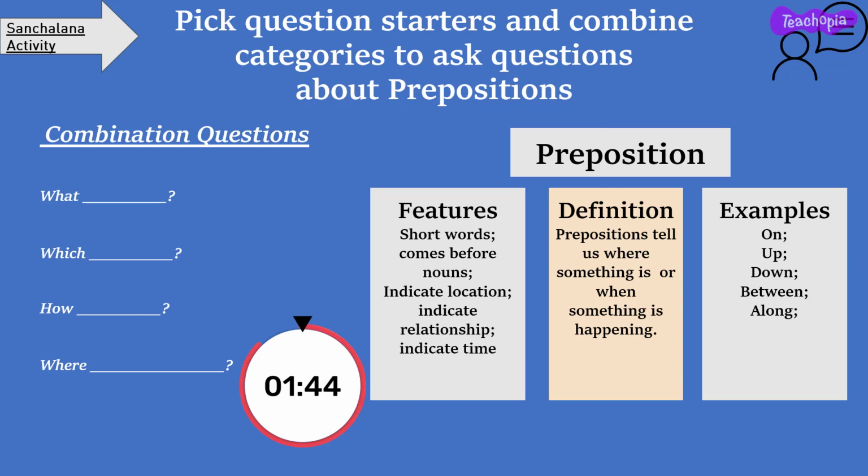What do we call short words that tell us where something is? Why is the word along called a preposition? Which preposition do you use to indicate relationship? Which preposition do you use to indicate location? So on and so forth.